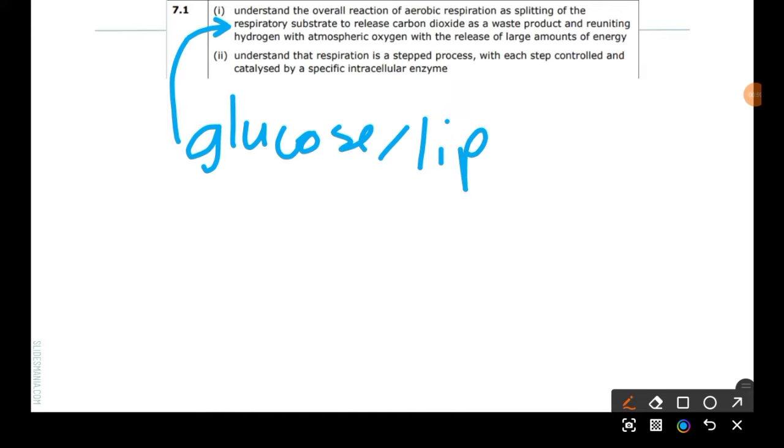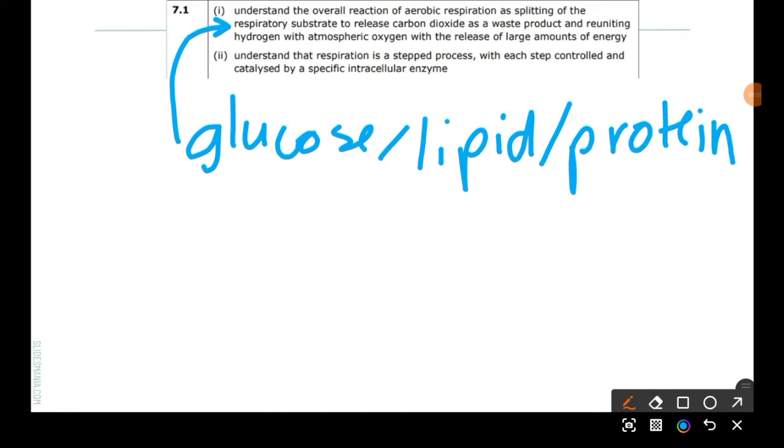So first off, the respiratory substrate is most of the time glucose, but it can also be a lipid, and it can be a protein too. This is just the basic equation from IGCSEs. And then we release carbon dioxide as a waste product, and we mix hydrogen with atmospheric oxygen to make water, and we release a large amount of energy.